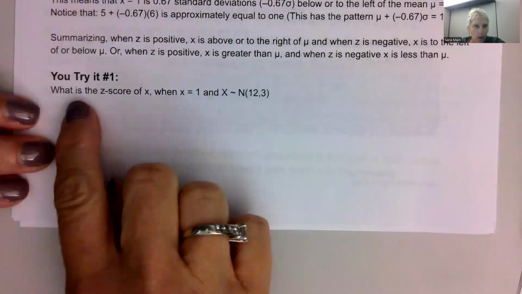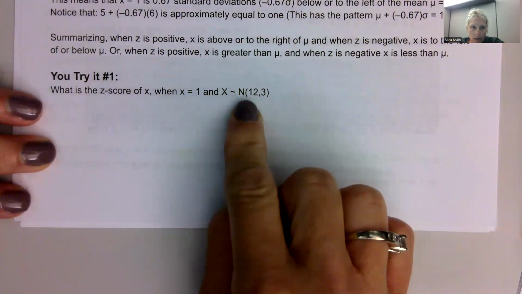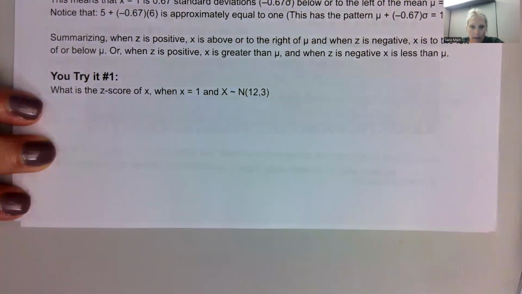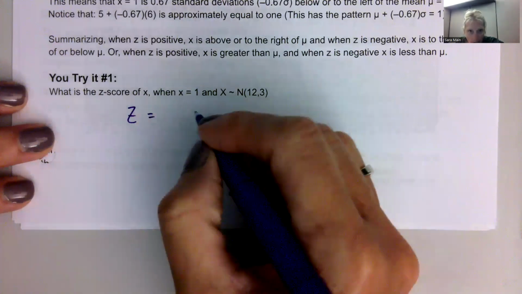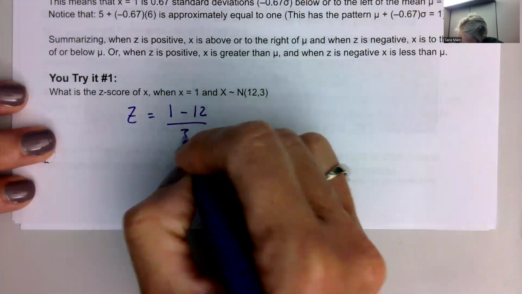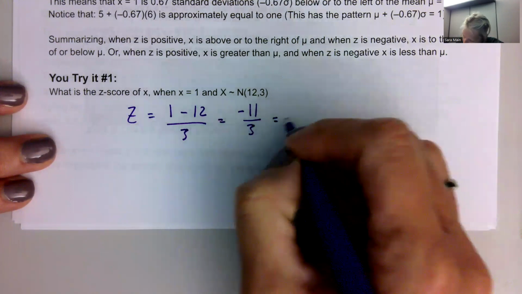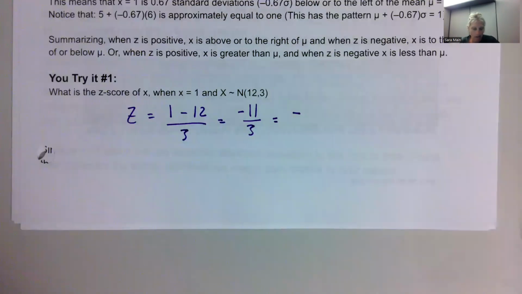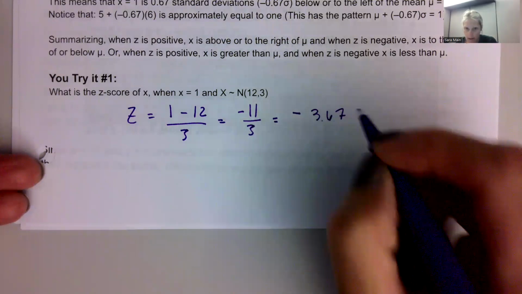The Try It says, what is the z-score of X when X equals 1 and X is described as normally distributed where the mean is 12 and the standard deviation is 3? So we have z equal to 1 subtracting the mean, which is 12, divided by 3, equals a negative 11 thirds. And that equals a negative 3.67.